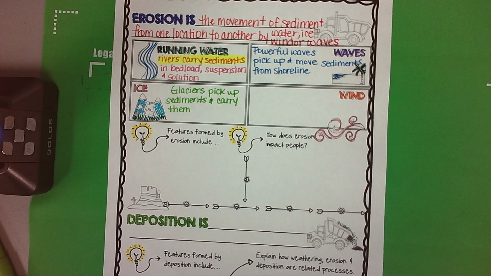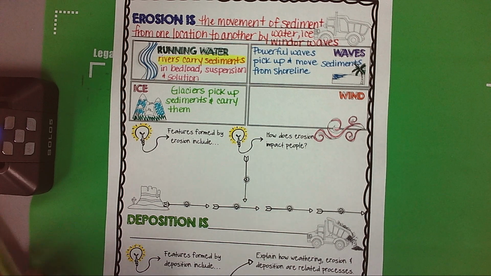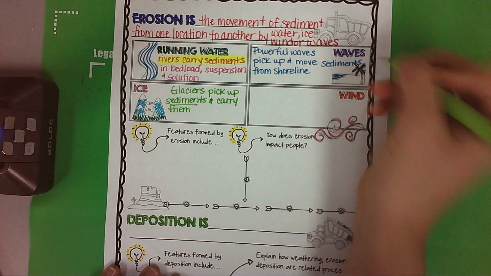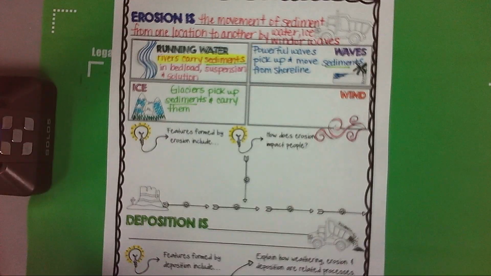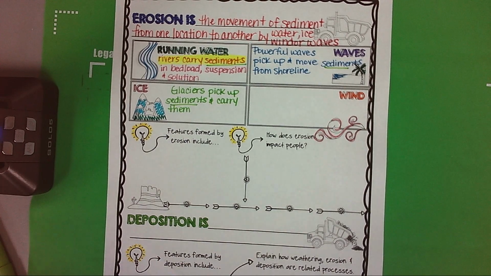So remember, erosion is the movement of sediment. Weathering breaks it down into pieces and erosion actually moves it. It's easier to move something if it's in pieces. So that's where we see the word sediments a lot. Okay, so remember, sediments are pieces of rock. So what process happened before that? Weathering. Weathering happened before that.